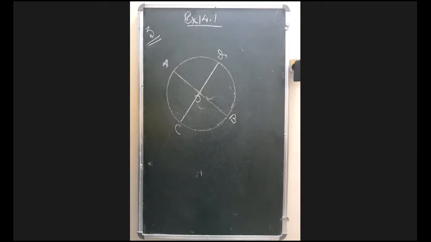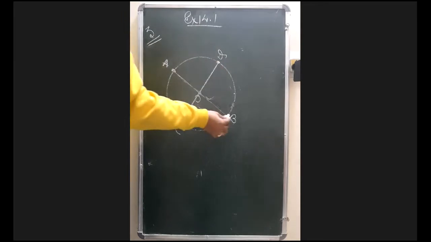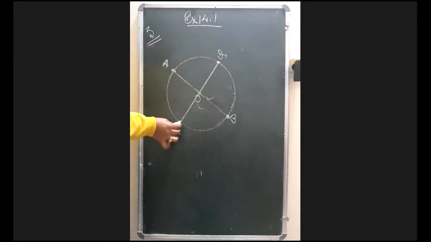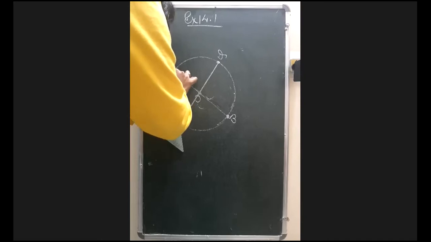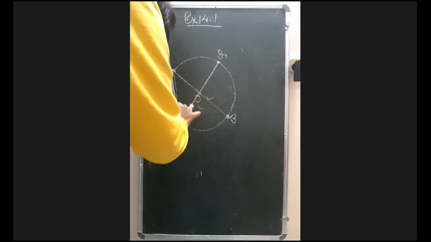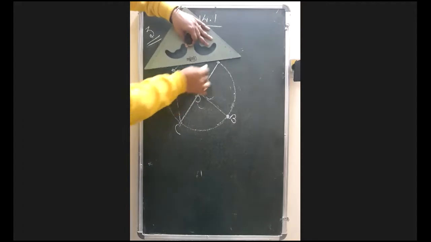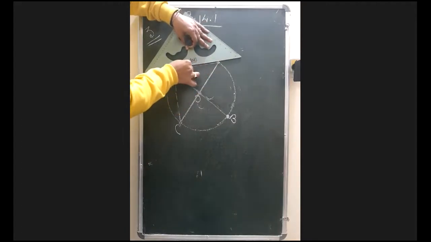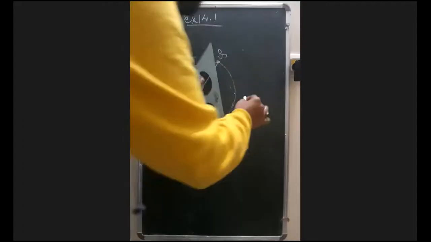And after that you have to mark those 4 points. This is A, this is D, this is B, and this is C. And join all four with the help of a scale. Like I am also joining, you also join it. First one I joined. Then I am joining the second one. Then I am joining the third one.